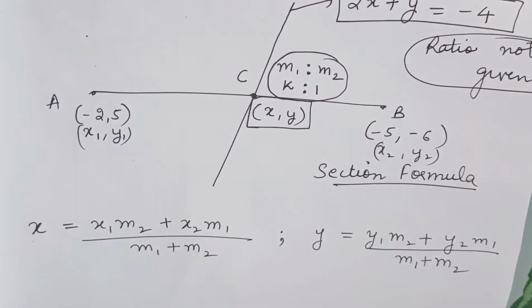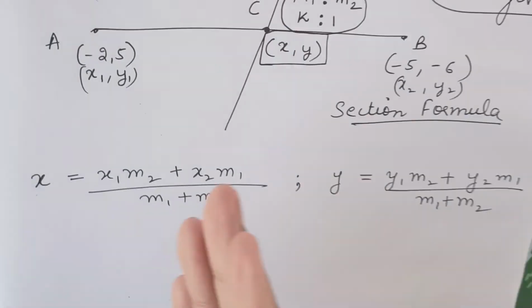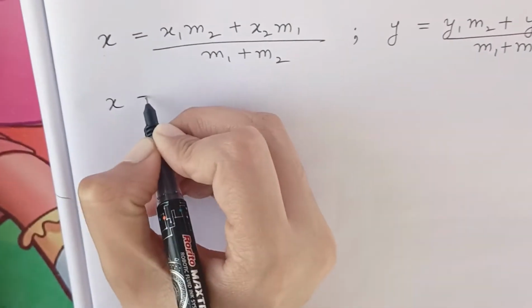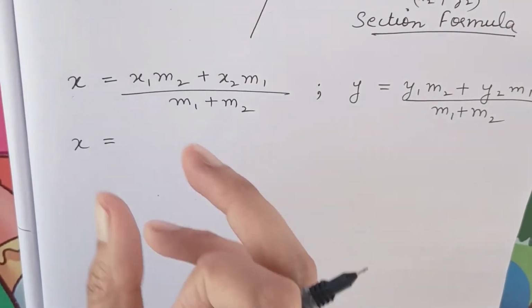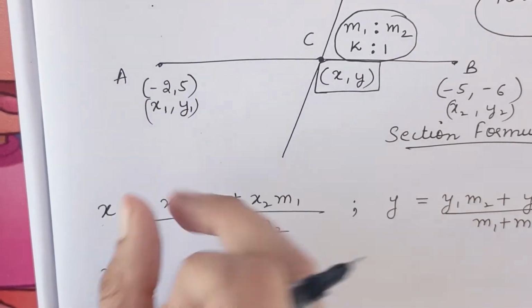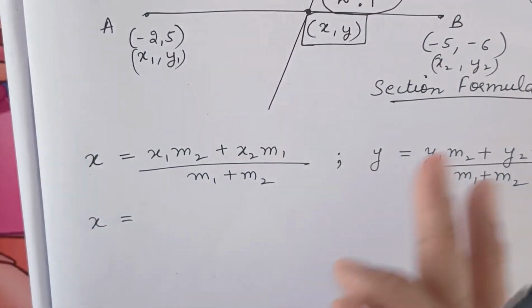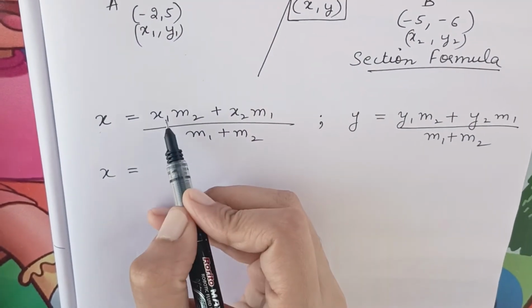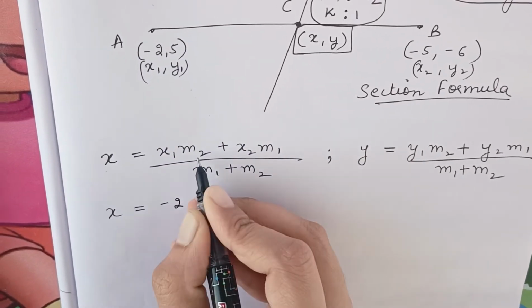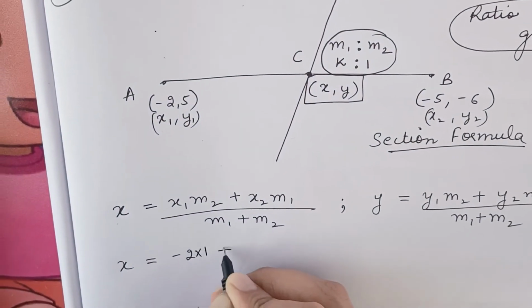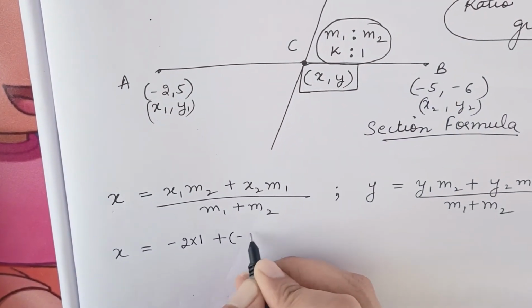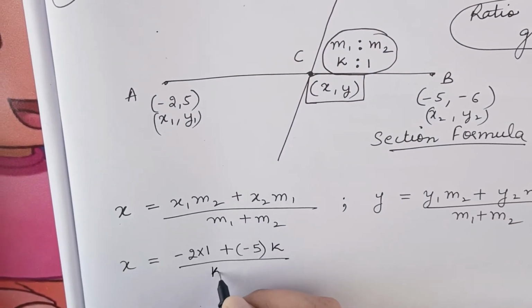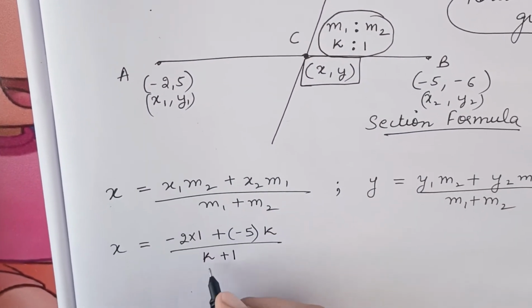So now what we will do, I have already written x and y. So I will just do the substitutions now so that we can get the value of x and y. So x is equals to x1, and make sure always write x1 y1 like this. You can see the way I have written. So these things if you do, there will be very less chances of doing any mistake. So x1's value is -2, m2's value is 1, plus x2's value is -5 into m1, m1's value is k, upon m1 plus m2 means k plus 1.